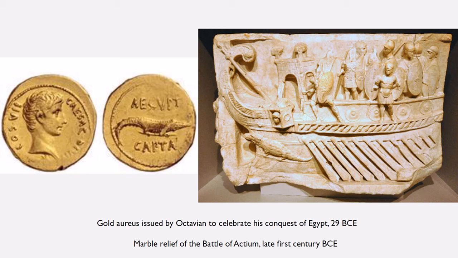And so here we've got some of Octavian's propaganda. He issues coins to celebrate his victory over Egypt, or possibly Cleopatra, represented as a crocodile with the words Egypt captured on it. We see reliefs commemorating his victory at the Battle of Actium, which was a sea battle, so we've got the crocodile down here again.